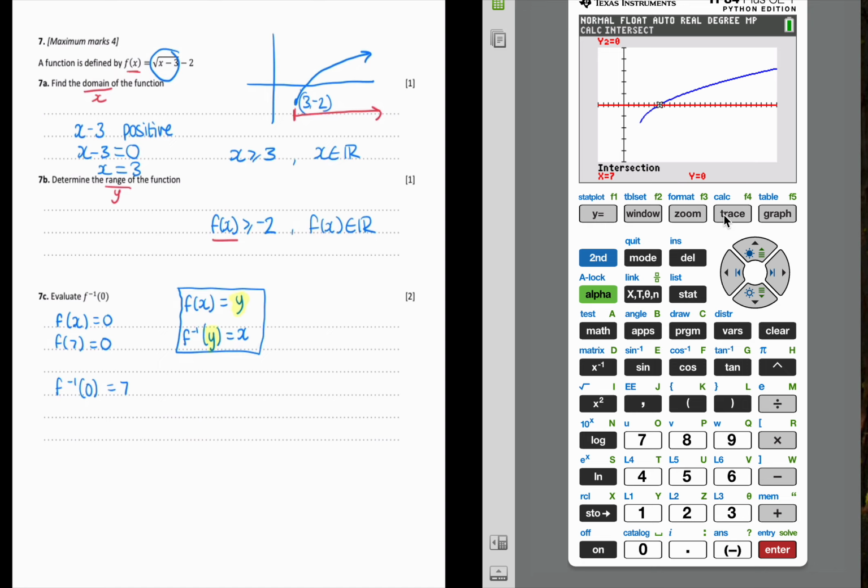So in terms of your marks, there was 1 mark for the first part, 1 mark for the second part, and then 2 marks for the last part, part C. 1 is for realizing that you needed to swap over the domain and range, and then 1 is for the final answer of 7.